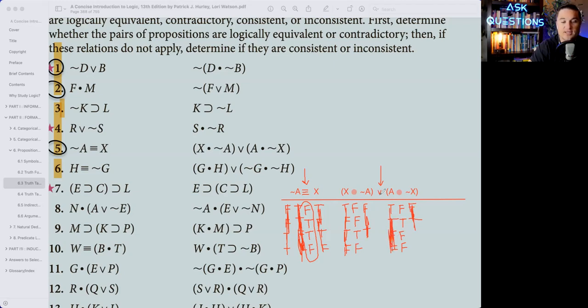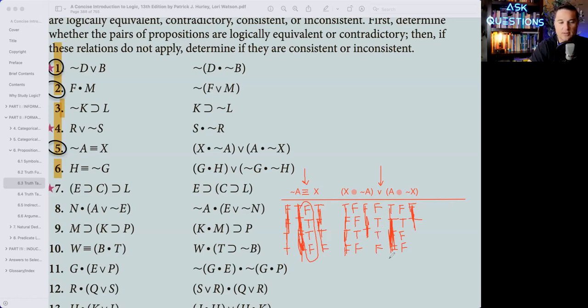So we have a wedge statement, an or statement with these 4 conditions. And the only way that this is false is when both parts are false. So that happens in row 1 and row 4, right? In row 1, they're both false. And in row 4, they're both false. But in rows 2 and 3, at least one part is true. And so this disjunction will be true in that case.